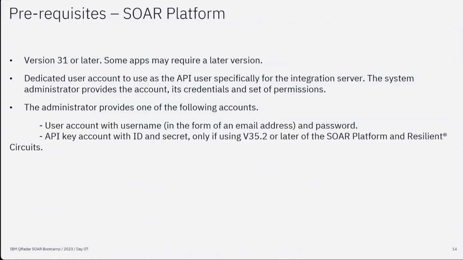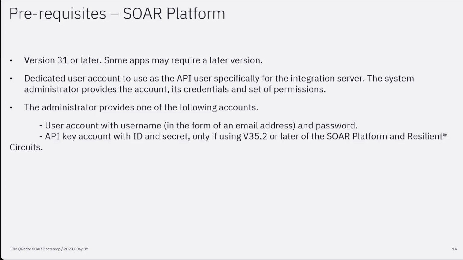Now, this is a list of prerequisites for the SOAR platform. When you have your integration server installed and deployed, it needs to communicate with the SOAR platform. So what is the recommended version of the SOAR platform? It should be version 31 or later. Some of the apps may require a later version as well. You need a dedicated API user account specifically for the integration server. Now, the system administrator provides this account, its credentials, and a set of permissions.